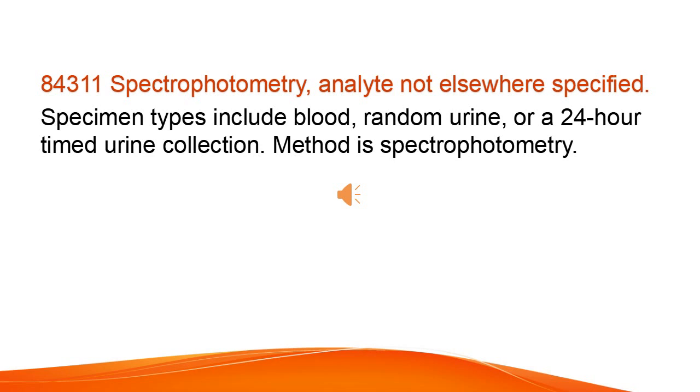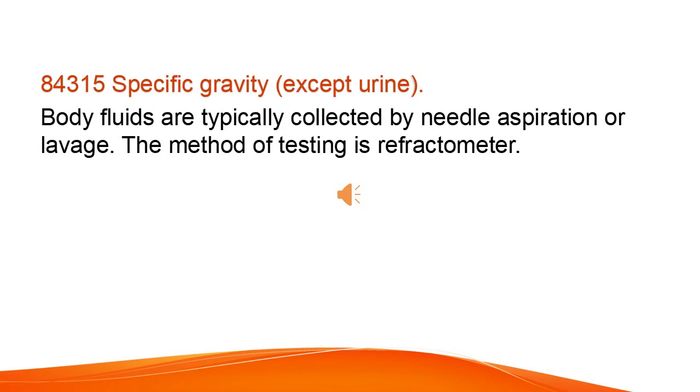Spectrophotometry, analyte not elsewhere specified. Specimen types include blood, random urine, or a 24-hour timed urine collection. Method is spectrophotometry. Specific gravity, except urine. Body fluids are typically collected by needle aspiration or lavage. The method of testing is refractometer.